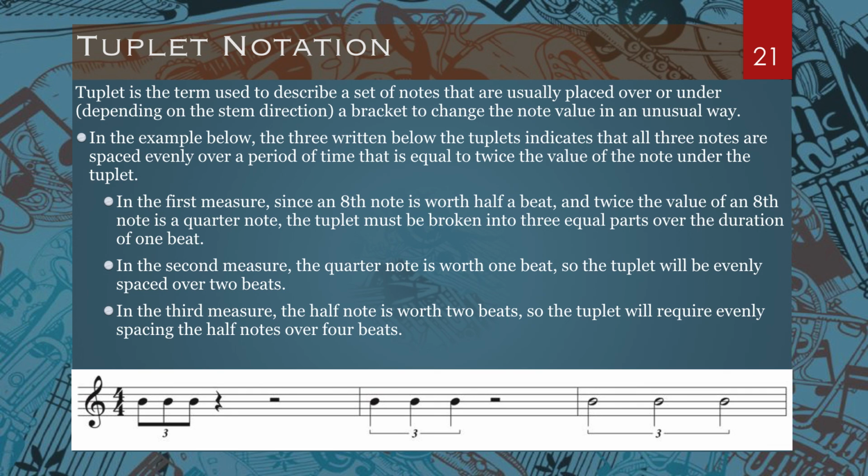So in the first measure, since an eighth note is worth half a beat and twice the value of an eighth note is a quarter note, the tuplet must be broken into 3 equal parts over the duration of 1 beat. So if I were to play the first measure, first you need to understand that those triplet eighth notes have to be played in the span of 1 beat. So here's 1 measure as a count off, and then I'll play the triplet. 1, 2, 3, 4, triplet.